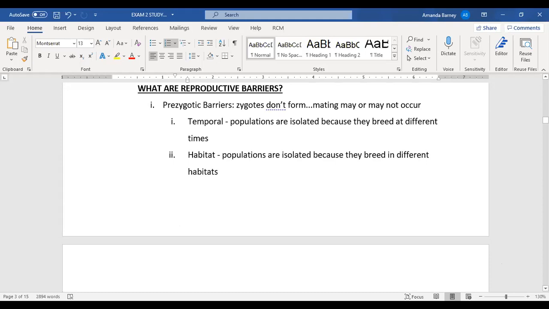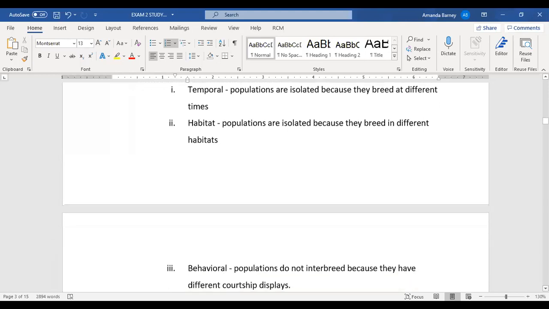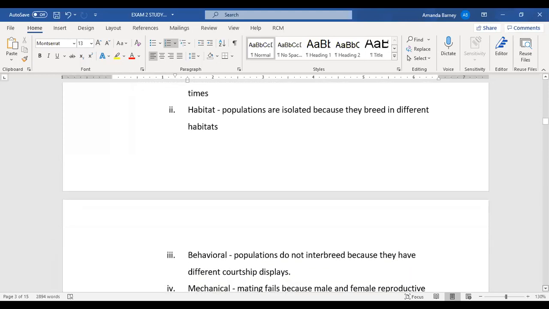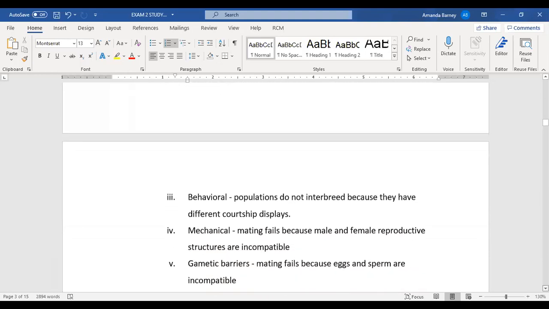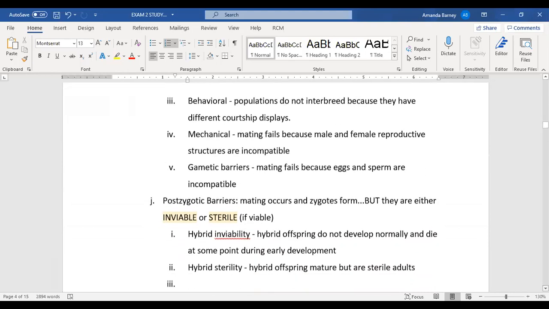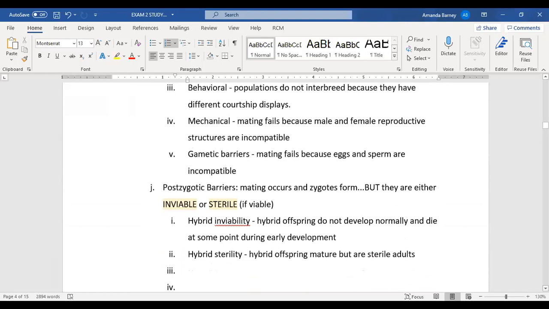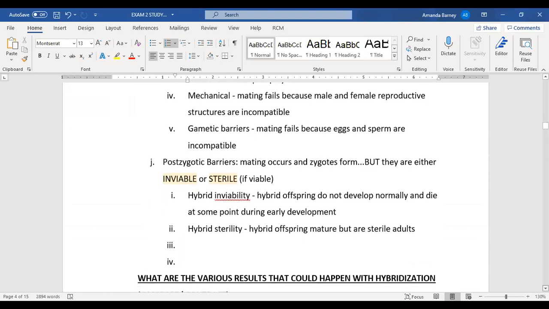So you have the temporal, which basically means they're isolated because of the time when they breed. So they breed at different times of the year, different times of the day, just different seasons. They're incapable of breeding because they breed in different habitats. They need different types of environments to breed. They have behavioral differences, such as their courtship displays, how they mate, or how they try to get the female. Mechanical, this basically happens when your reproductive organs do not fit together. So they actually cannot fit together structurally.